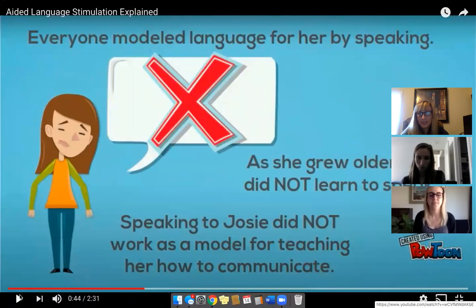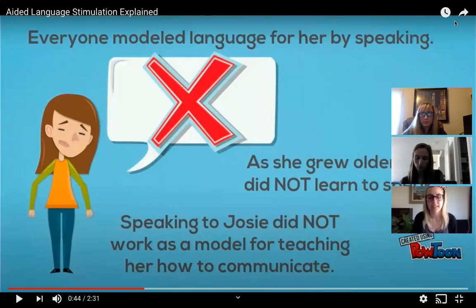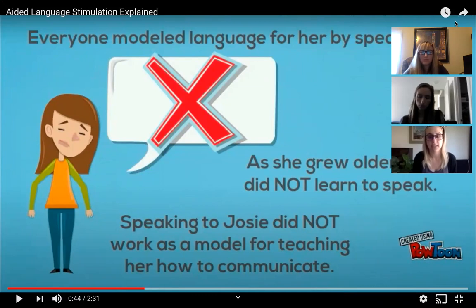Can you pause it a second? So it says at the bottom, speaking to Josie did not work as a model for teaching her how to communicate because she did not learn to speak over time. This can be due to many different things, and it's different for each person. For some kids, they might have an apraxia of speech, meaning the messages in their brain aren't being sent correctly to the muscles in their mouth. For instance, the message in their brain is saying, I want to say more, but that message isn't getting all the way to the lips to produce the word more, if that makes sense.